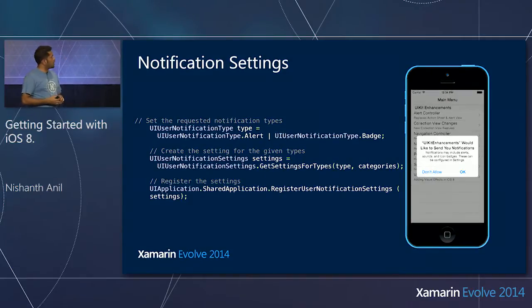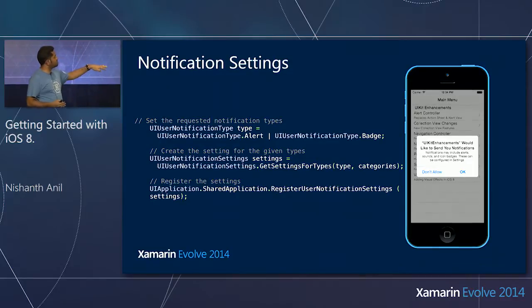You create a UI user notification type. In this case, I just want the alert and the badge. And then I create UI user notification settings and say get settings for type and pass in the type. Now, there is something called categories. We'll look into that a little later.